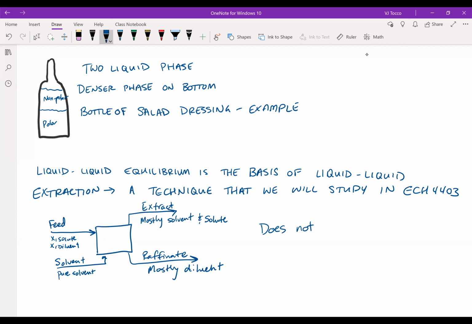And because of that, it does not require as much energy as distillation. However, it does have some drawbacks, and those drawbacks are a discussion for separations. Again, I'm just trying to give you a reason or a motivation for why we're studying this.